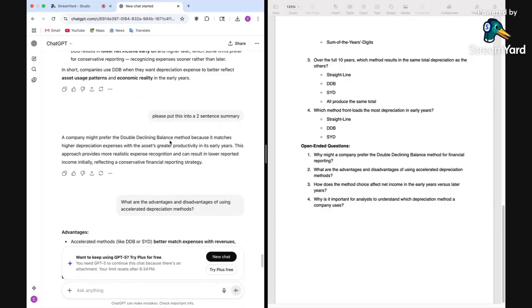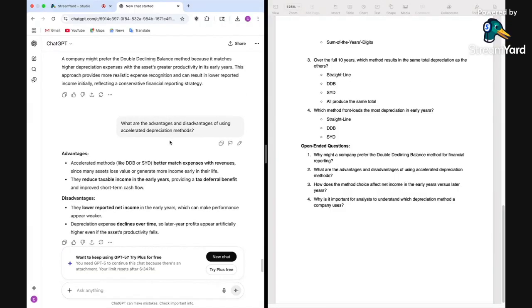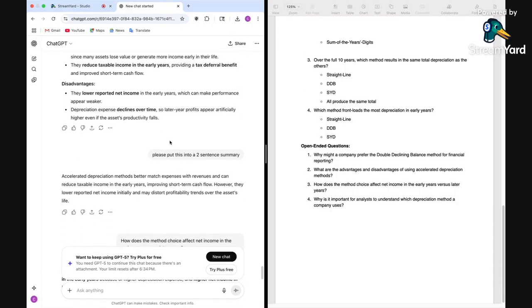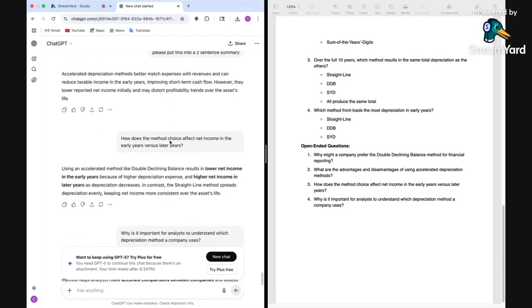Same as the next one, ChatGPT didn't really get the idea of the 2-sentence summary when I was asking what are the disadvantages and advantages of using accelerated depreciation methods. It gives me some bulleted points, but then I also ask, please put it in a 2-sentence summary again. So it does that for me. And then for the last two, ChatGPT picks up on the idea of, okay, I've asked that question twice now. So when I ask the third question, it then produces a 2-sentence summary, as you can see.